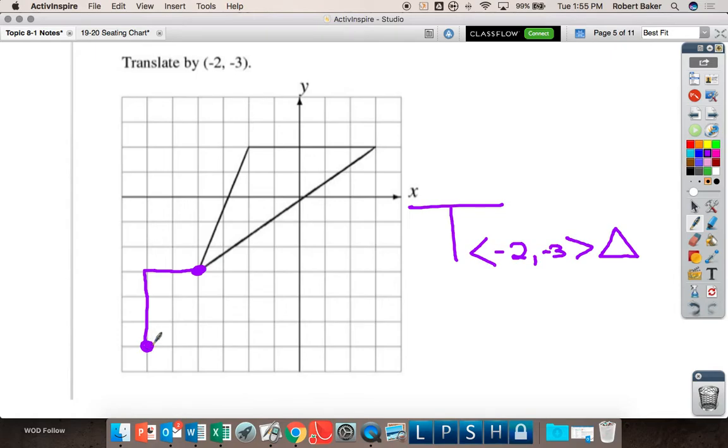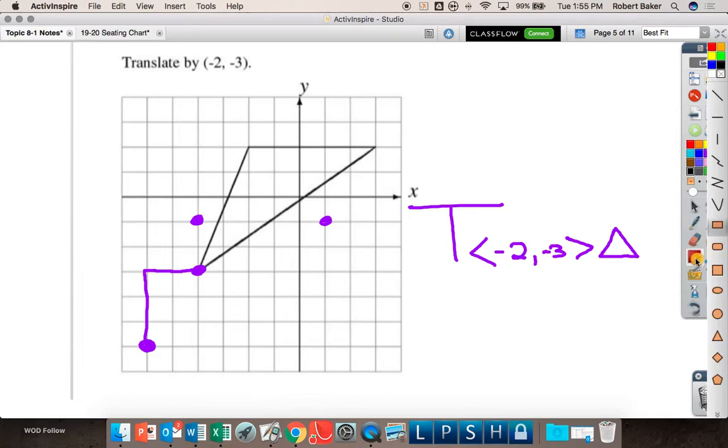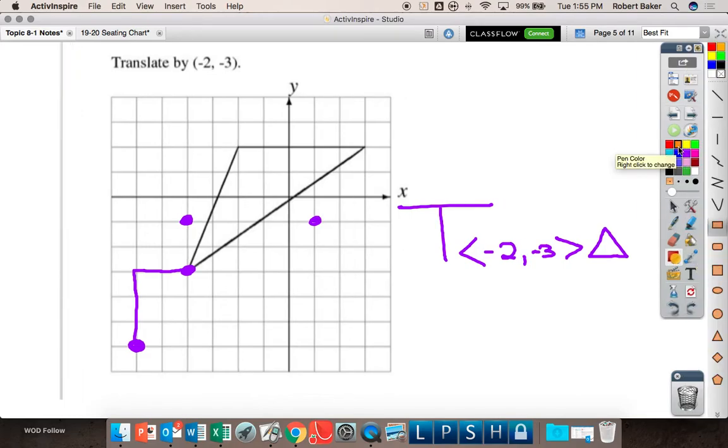So here's a new point. What do I do to this one? What do I do to this one? And then always connect your points. Cora, does it look like the orange triangle is exactly the same size as the black triangle? Yes. Yeah, it does.